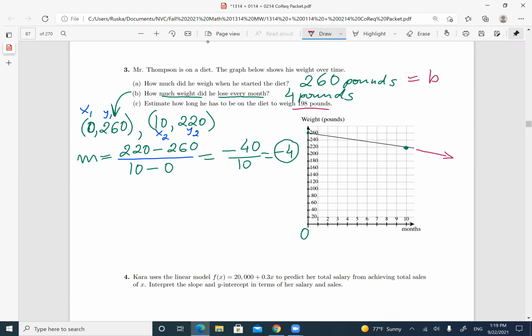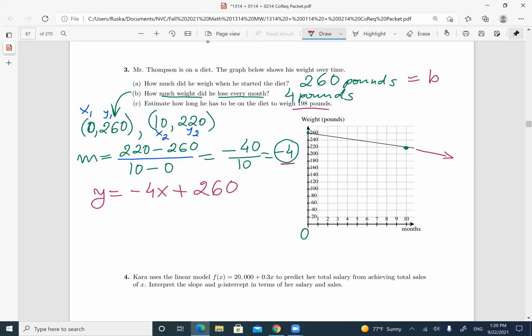So the equation of this application is going to be y equals negative 4x plus 260. So this is going to be the equation. Why is this the equation? Because the slope is negative 4. We just found that, right? And B is the y-intercept, meaning when x is 0. And using this equation, I need to see when y is 198, or x is 198.